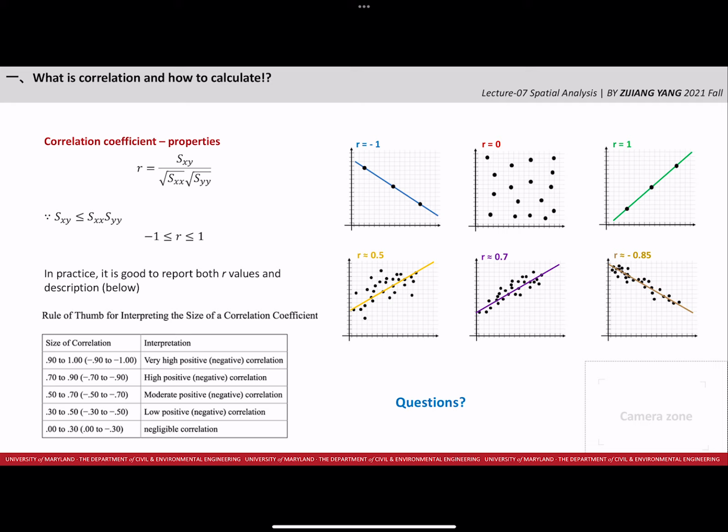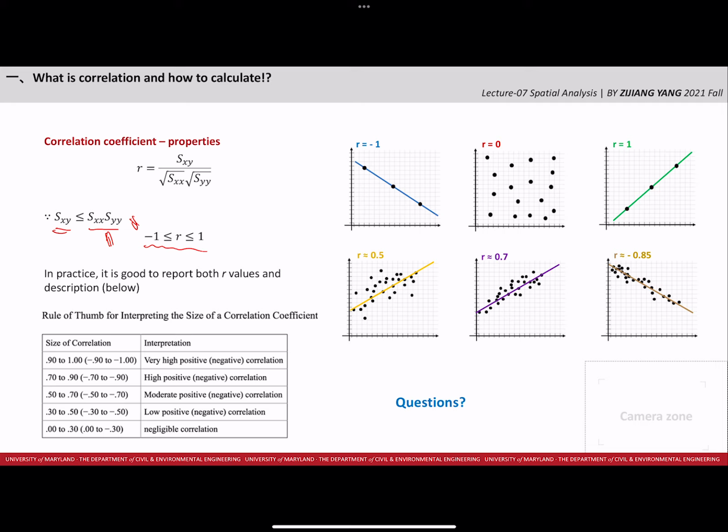Let's look at some properties of the correlation coefficient. From the definition of Sxx and Syy, we know that the product of these two is greater than or equal to Sxy squared. With this property, we can say that the correlation coefficient has this range: it is greater than or equal to -1, but smaller than or equal to 1.